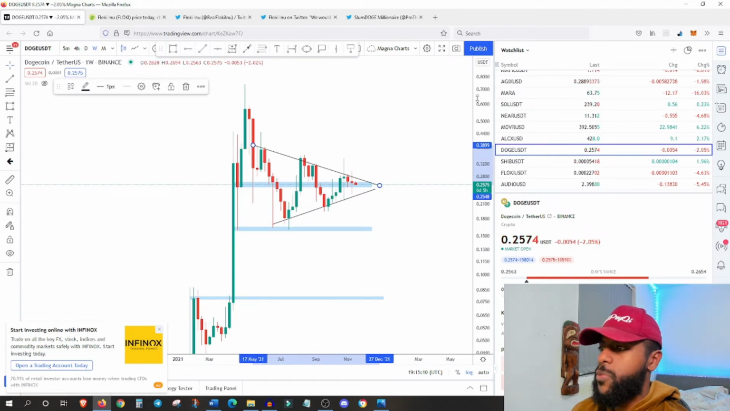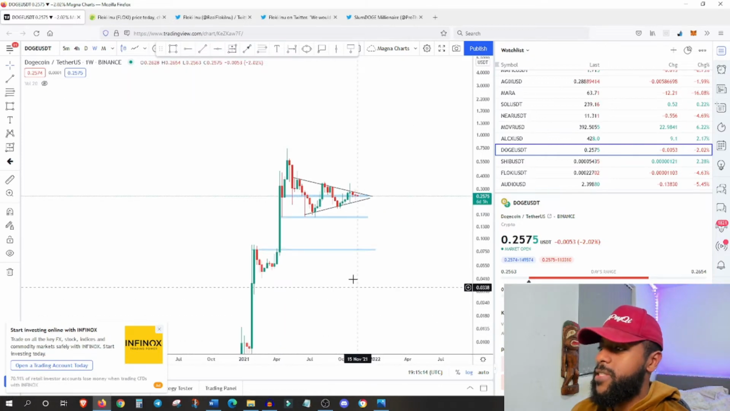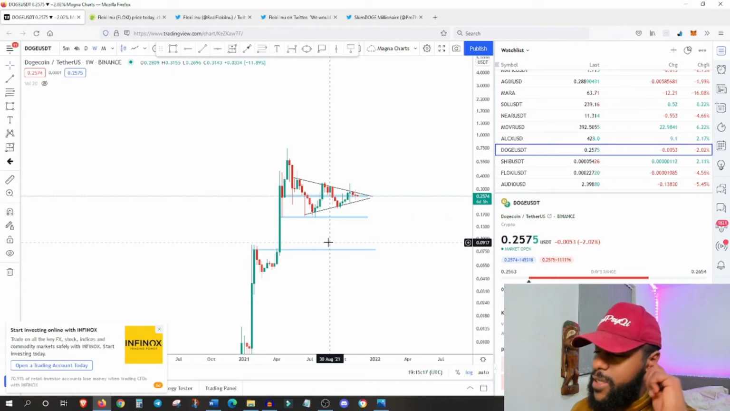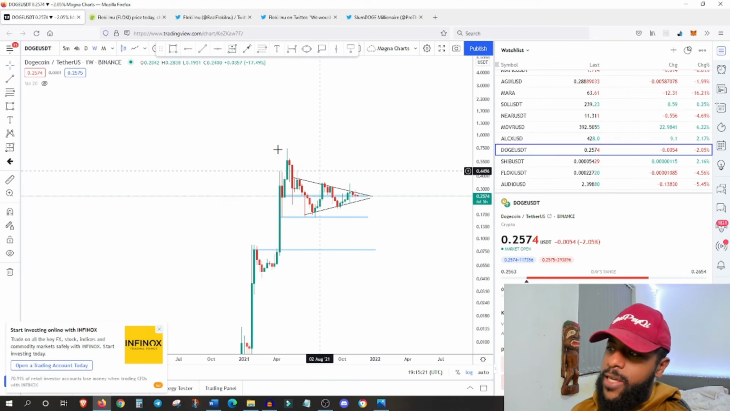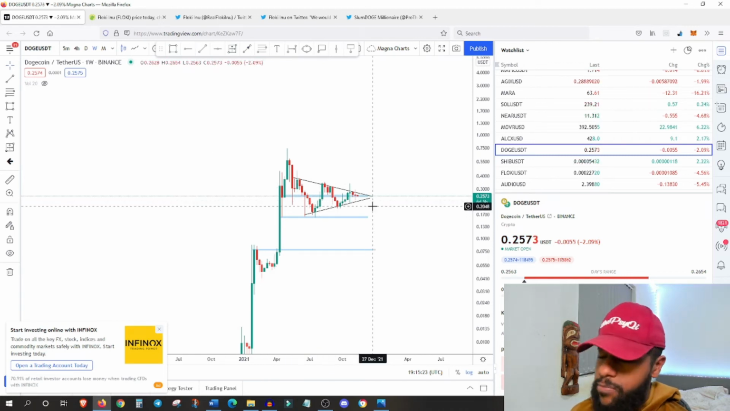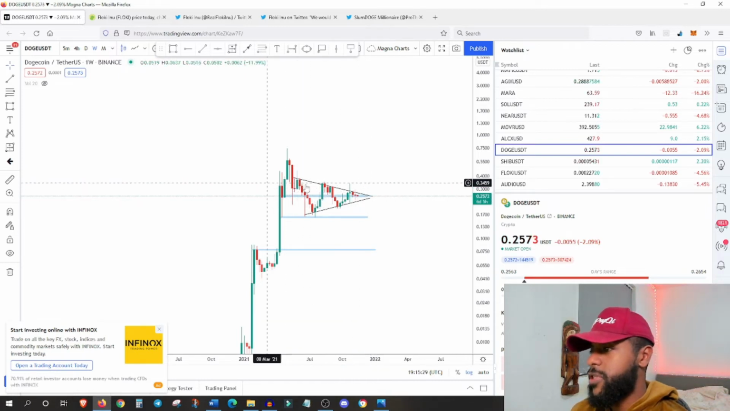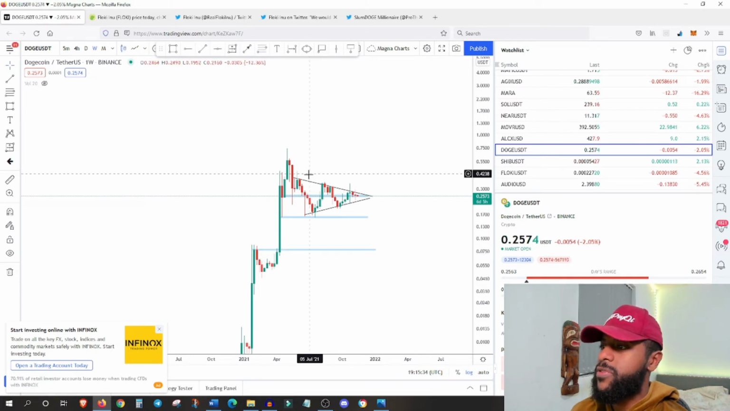Now, of course, when this breaks, Dogecoin tends to be quite explosive. The other thing to keep in mind is it is quite high in market cap, so can it still make those kind of explosive breaks? I think it's definitely still possible. There are top 10 coins that have moved significantly like this before, so there's still a good chance it can still do these kind of crazy moves.